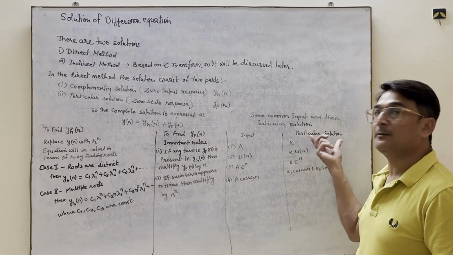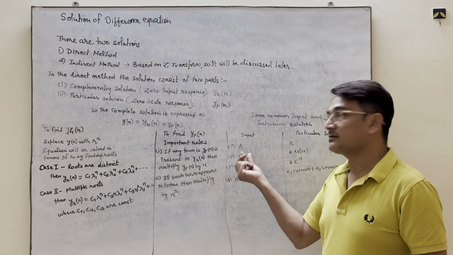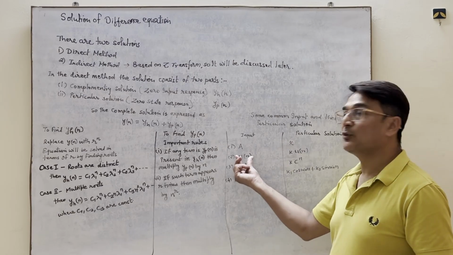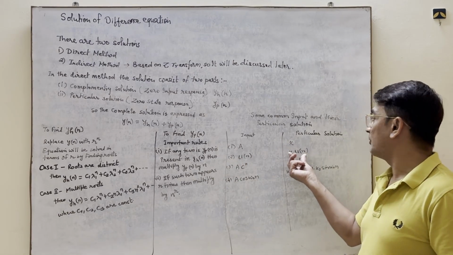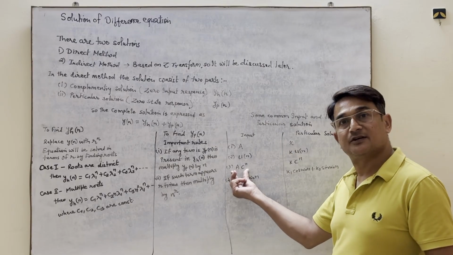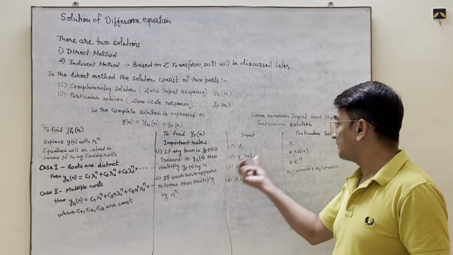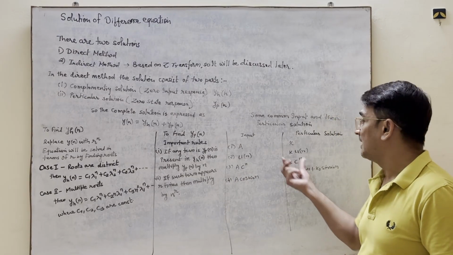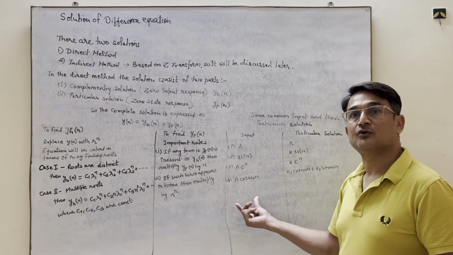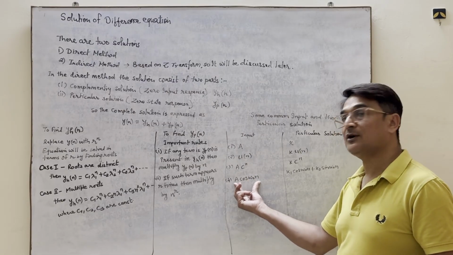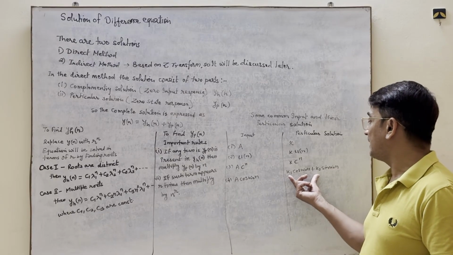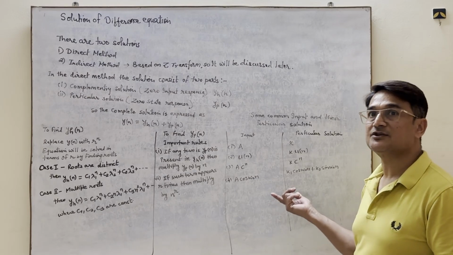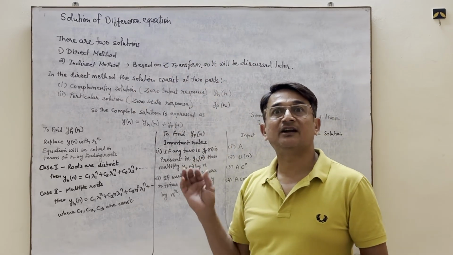Some common inputs and their particular solutions. If the given input is any constant a, the particular solution would be k. If the input is the unit step function, then the particular solution would be k u(n). If the input is in the form a c to the power n, then the particular solution would be k c to the power n. And finally, if the input is a sine or cosine signal, in the form a cos omega naught n, then the particular solution would be k1 cos omega naught n plus k2 sin omega naught n. These are some common inputs and their particular solutions. So this is how you can solve any difference equation.